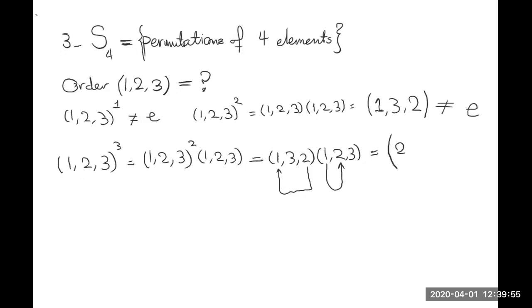What about 2? 2 goes to 3, 3 goes to 2. So 2 goes to 2. So I don't need to write 2 because it doesn't move again. So I just erase it. What about 3? Okay, 3 goes to 1, but 1 goes to 3. So 3 goes to 3. So again, I don't need to write 3 anymore. So it doesn't move anything. Therefore, this is the identity element.